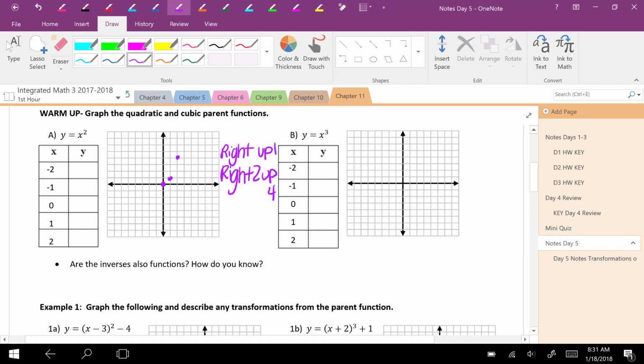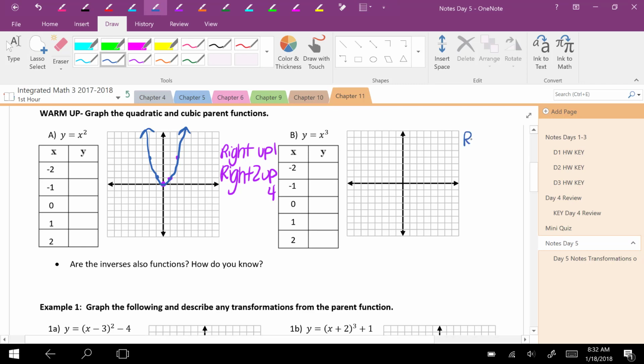And because it's symmetric about that line, the y-axis, we can just go ahead and reflect it on over. And that was our square root function. Now again, you could have plotted all those points off to the side, and that would have been just fine if you got stuck on that or didn't remember the pattern. Okay, now let's talk about cubed.